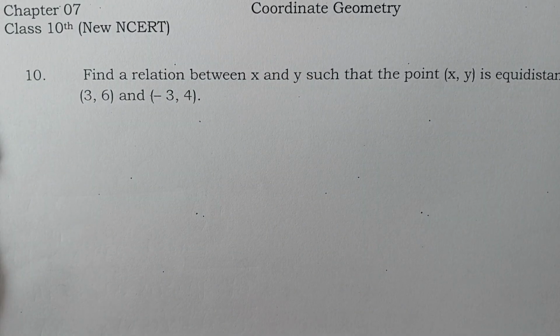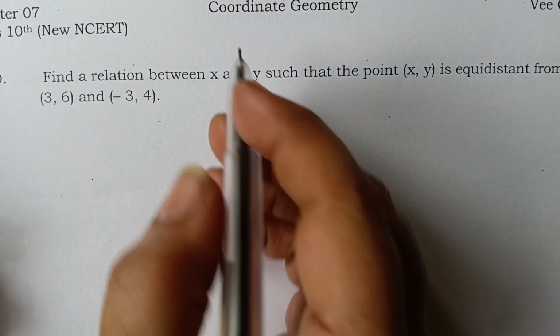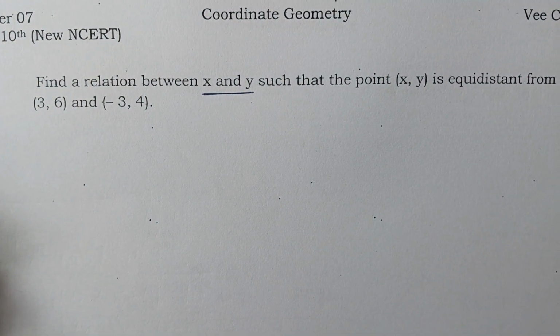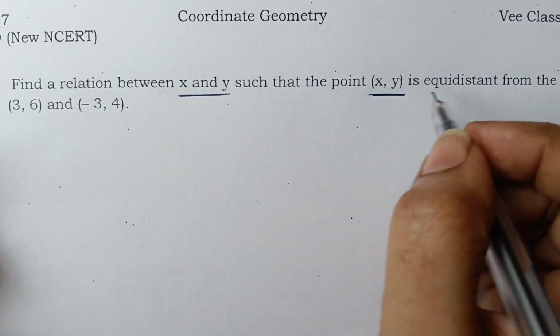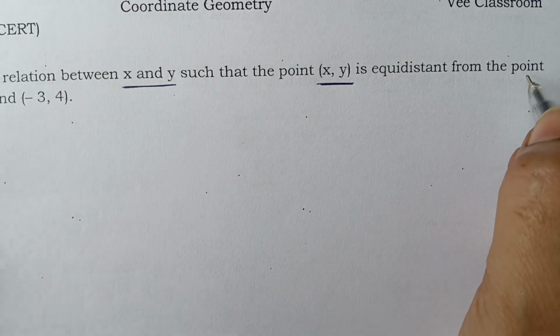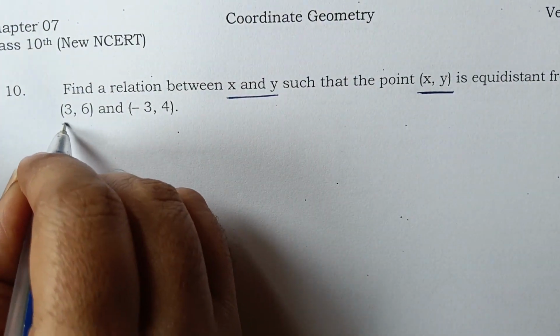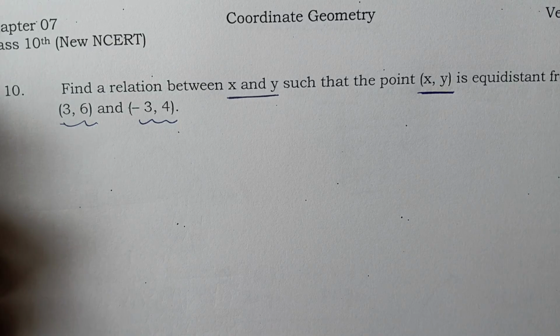Let's start the 10th question. Find a relation between x and y such that the point x comma y is equidistant from the point 3 comma 6 and minus 3 comma 4.